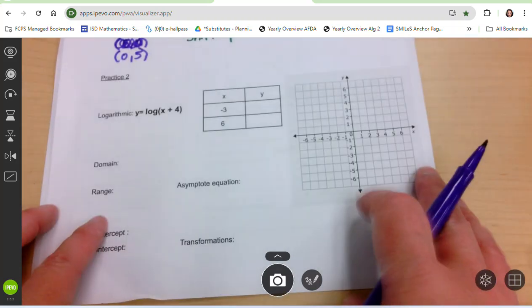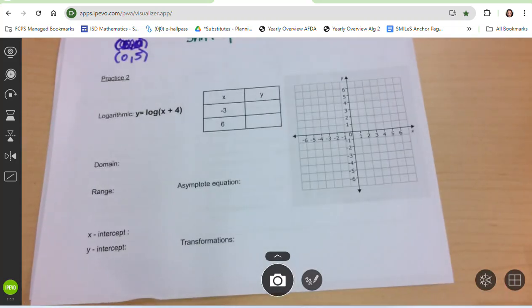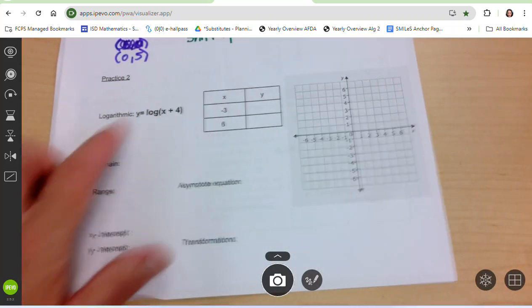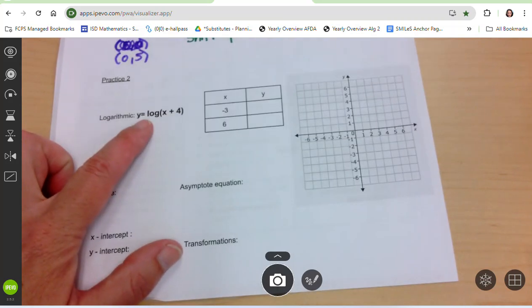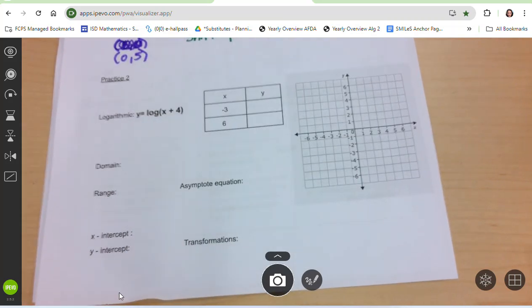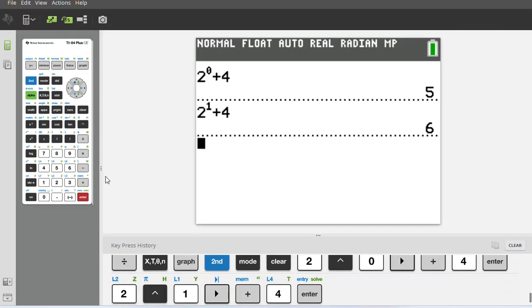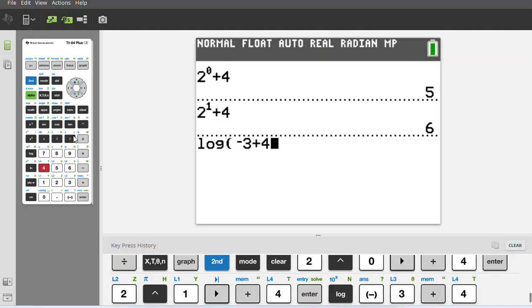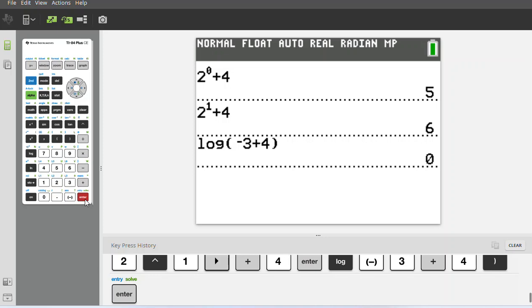This is a logarithm problem. So we're going to graph it. I'm going to show you how to do this in the calculator if you haven't done it yet. So we're going to go to your calculator, and you're going to press log. And I need to do -3. Remember the negative button is down here. Plus 4. And then close your parentheses. And I got 0. And then I'm going to put that on my paper.